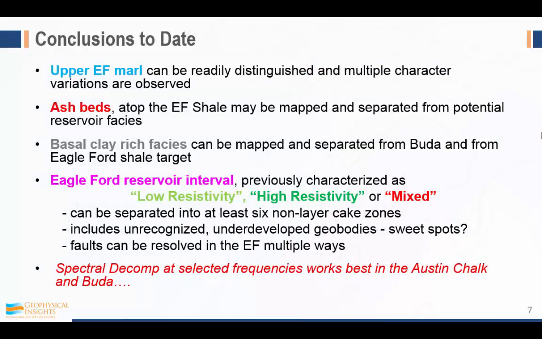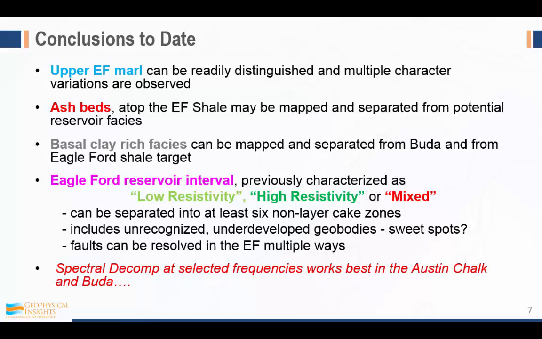So we have a terminology, and I'll show you this again. The upper Eagleford Marl can be readily distinguished and separated out. The ash beds at the top of the Eagleford Shale can be distinguished readily, because they're non-reservoir, can be mapped and separated from the reservoir. If you may know Pepper Shale, by this company, it was called basal clay-rich facies, or basal clay shale. And it can be mapped and separated from the underlying Buda and the overlying Eagleford Shale target.